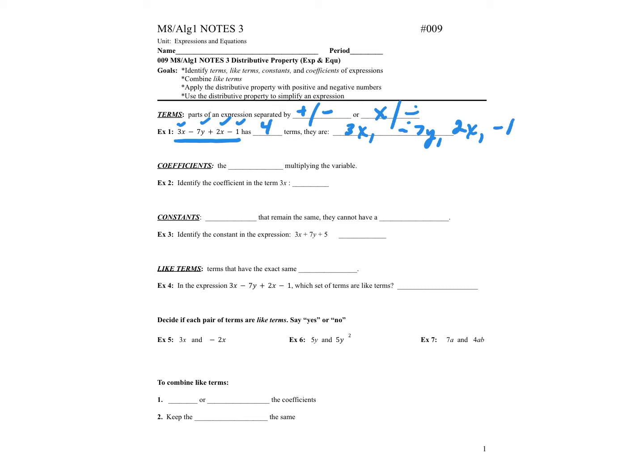The definition of a coefficient is the number multiplying the variable. So if I have 3x, the coefficient is 3. This number right in front of the variable. Constants are numbers. They remain the same. They cannot have a variable. So if I want to identify the constant in this expression, the one without a variable is 5.